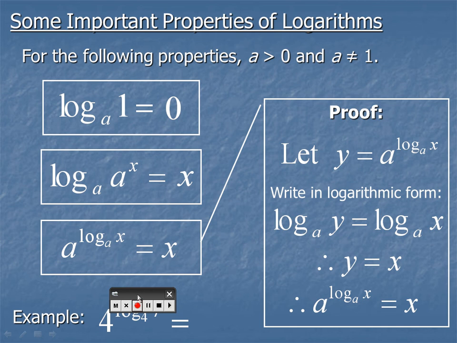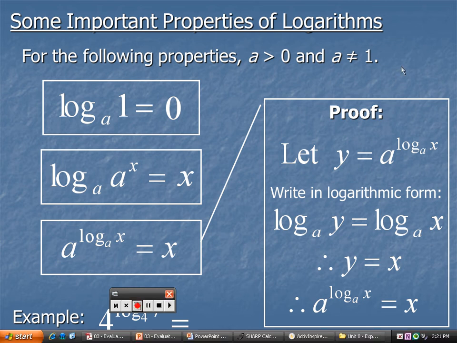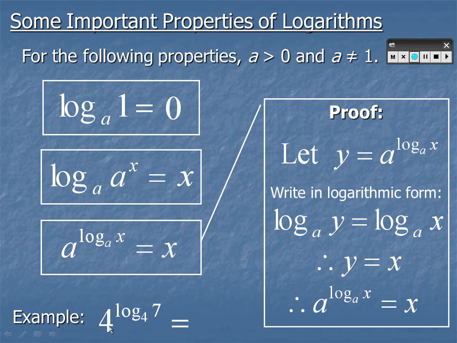Here's an example covered up by my little record thing. Let me just move it over here. Okay, so 4 to the power of log base 4 of 7. So we've got 4 to the power of the number I put on 4 to get 7. So the exponent is the number I put on 4 to get 7, and it's on 4. Answer, 7.